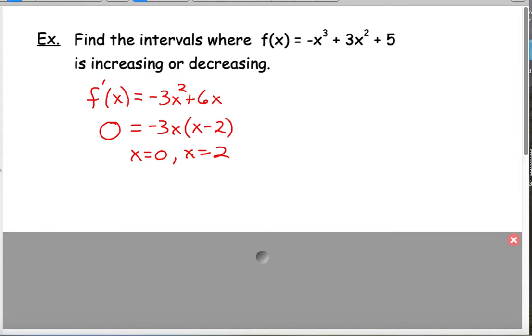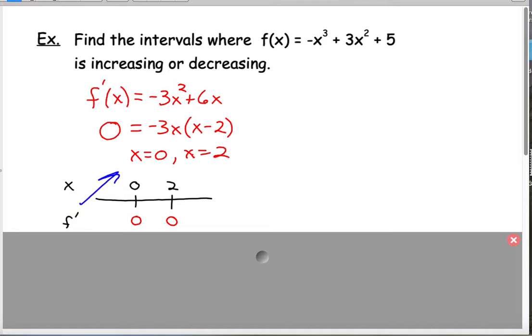So what we want to do is make a little line here, and we want to put those two values on there. Now, if you think of this as a number line, normally we put the numbers underneath. I'm actually going to put the numbers above. So these are going to be the x values, when x is 0, when x is 2. And down below, I'm going to put the values of f prime. Now we know that f prime is equal to 0 when x is 0, and it equals 0 when x is 2.